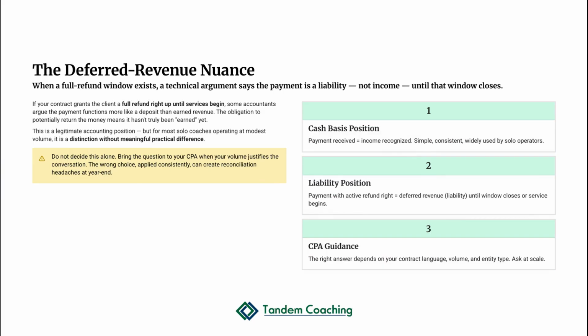Here's where the nuance creeps in, and where I want you careful before you act on it. If your contract gives the client a full refund right up until services begin, there's a defensible argument that the payment is a liability until that refund window closes. A deferred revenue entry rather than a revenue entry. For most solo coaches running cash basis with modest volume, the practical difference is small, and the bookkeeping cost of running deferred revenue mechanics on every package isn't worth the precision. At meaningful volume with structured refund policies, it does start to matter. That's a CPA conversation, not a video call.